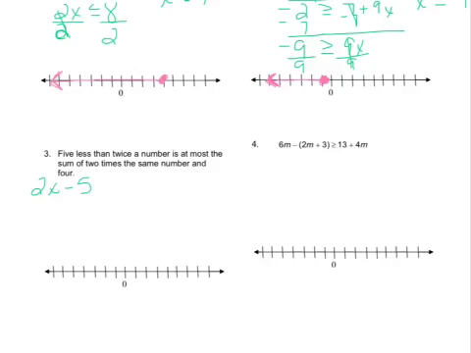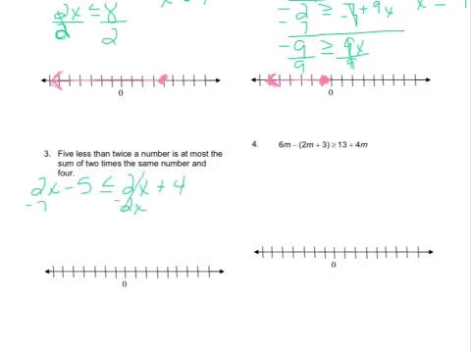In order for something to be at most, that means that is the most it can be. It cannot be more. If it can't be more than something, that means it is less. And it can be that because at most means I can go all the way up to that number. So it is at most the sum of 2 times the same number and 4. So now I have to solve this, and I'm going to solve this by subtracting 2x from both sides.